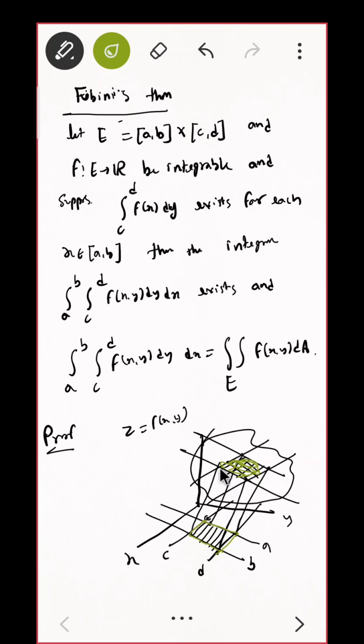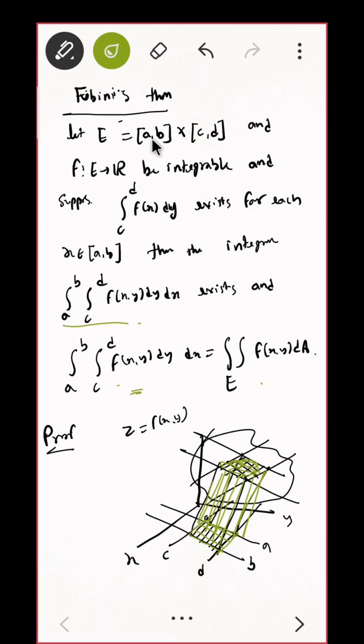What we used to do, we used to partition it into n parts with the x and y axes, and we will get grid lines. We just need to find the volume of each cuboid, and adding all of them we will get our original volume. So let us now prove that this double integration exists, and this integration exists, and this is equal to this only. That is what we will be doing.